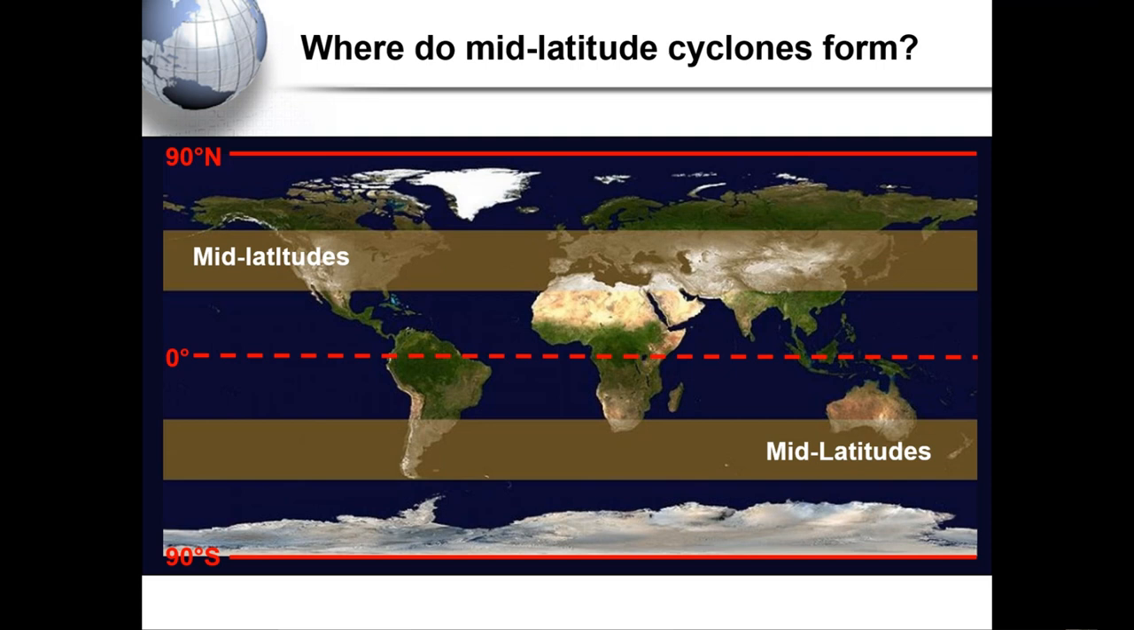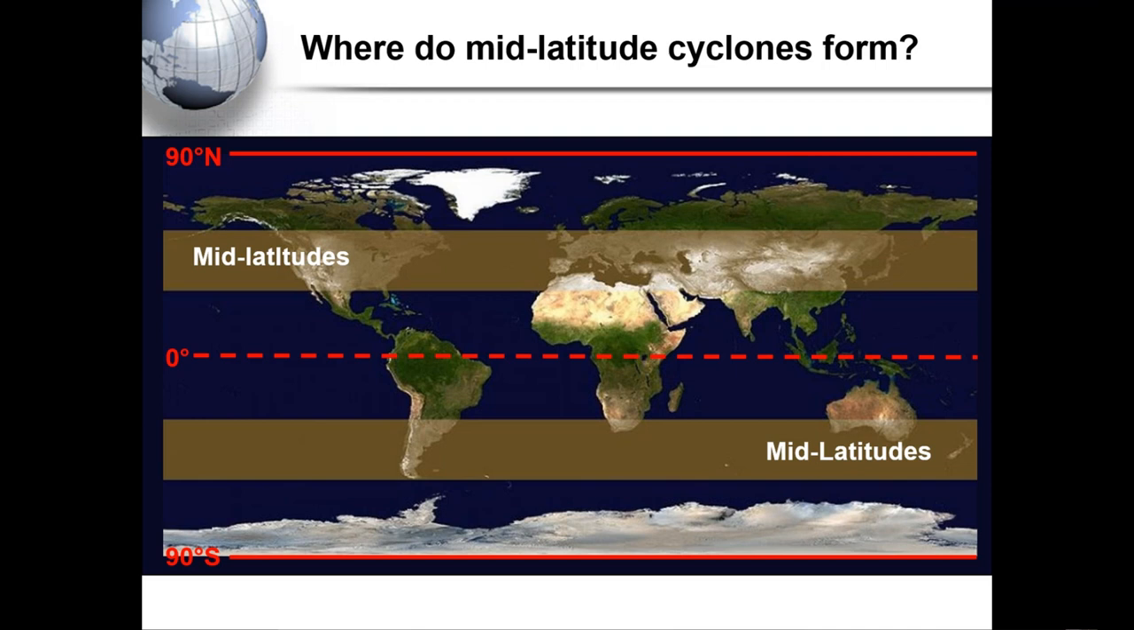Now, if we look at the globe as such, we've got the poles at the top, poles at the bottom, and in the middle, we have got the equator, right? So between the poles and the equator, we have got a middle section. And that is where we are going to find our mid-latitude cyclone.